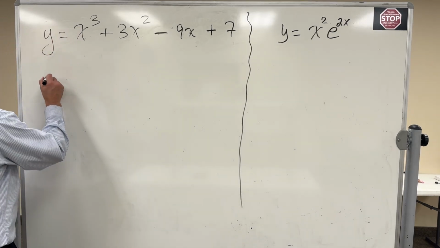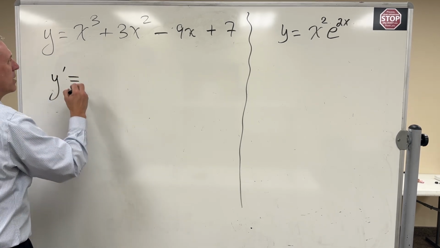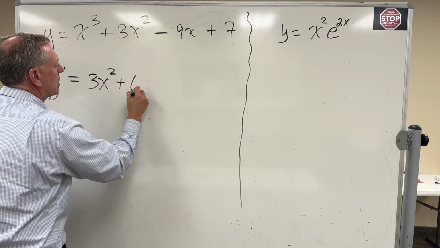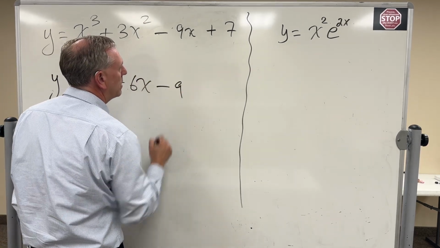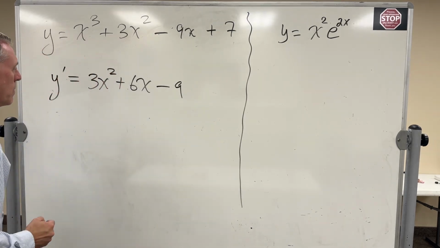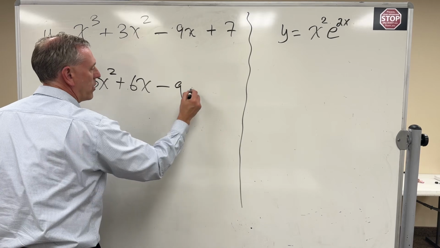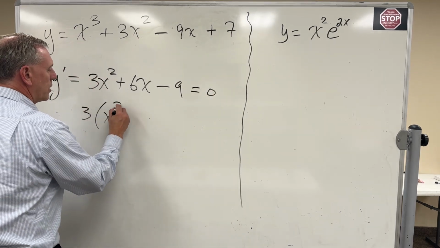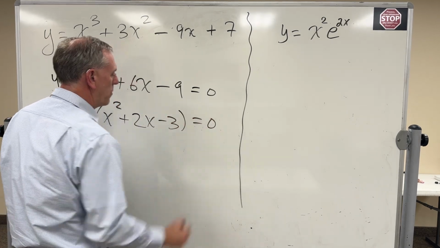So we're going to take the derivative. This is a really simple derivative. Everyone hopefully can see it immediately. This is 3x squared plus 6x minus 9, and the 7 is 0. And we're going to set this derivative equal to 0. We're going to factor a 3 out. So that leaves us x squared plus 2x minus 3 equals 0.